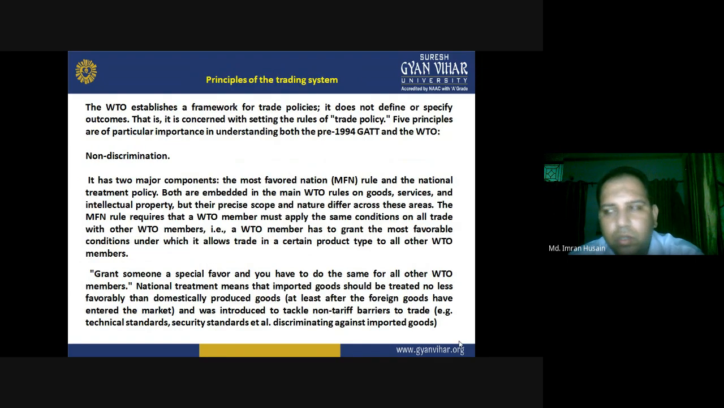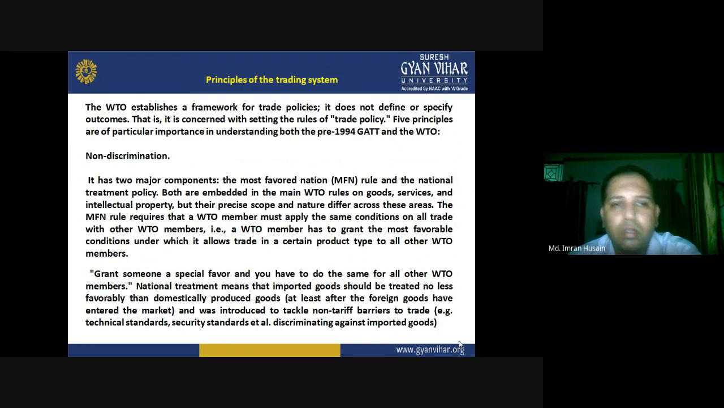So, principles of the trading system. The WTO establishes a framework of trade policies. It does not define or specify the outcomes. That is, it is concerned with setting rules of trade policy. Five principles are of particular importance in understanding both the pre-1994 GATT and the WTO.